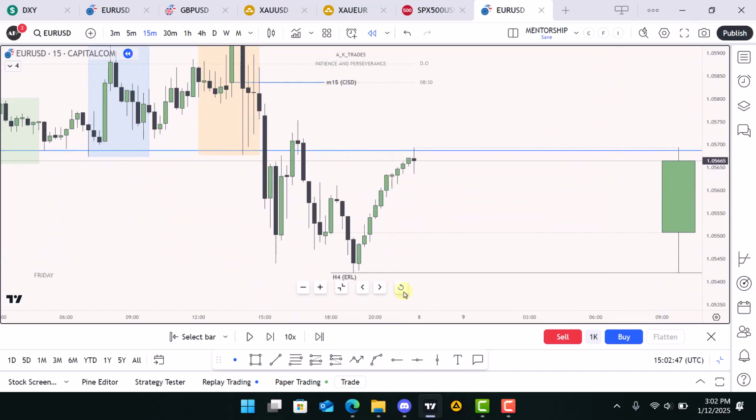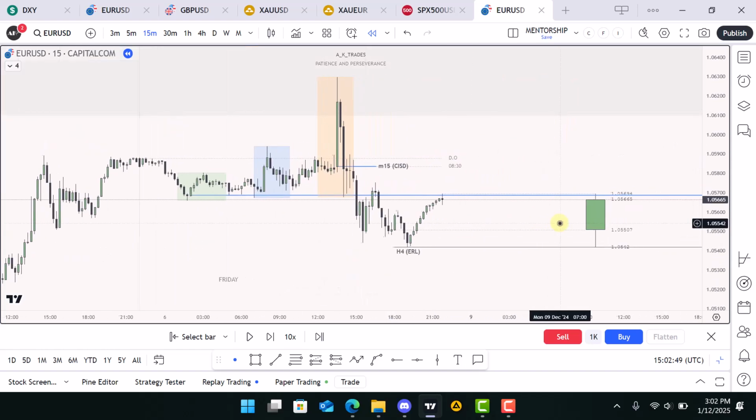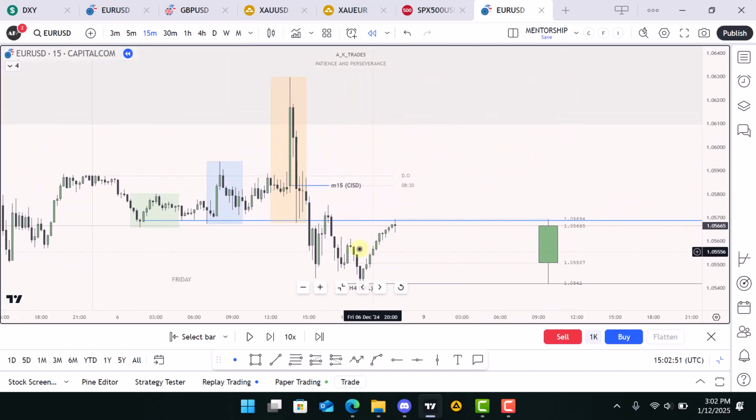Now, at the 15-minute chart, what do we see here? This is where price reacted to the 4-hour change in state of delivery. So let's see what happens.